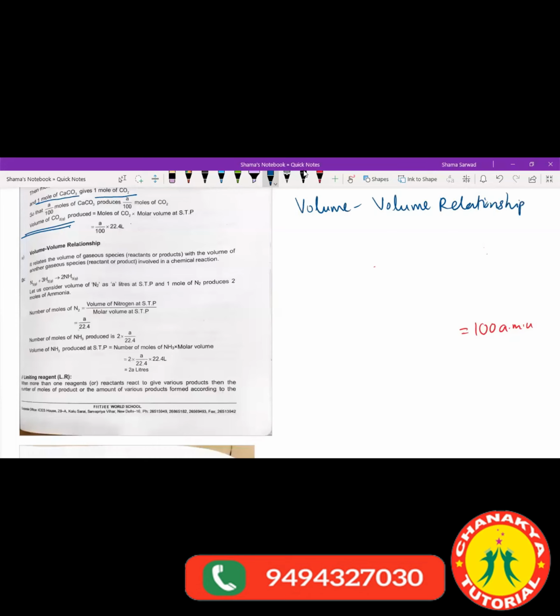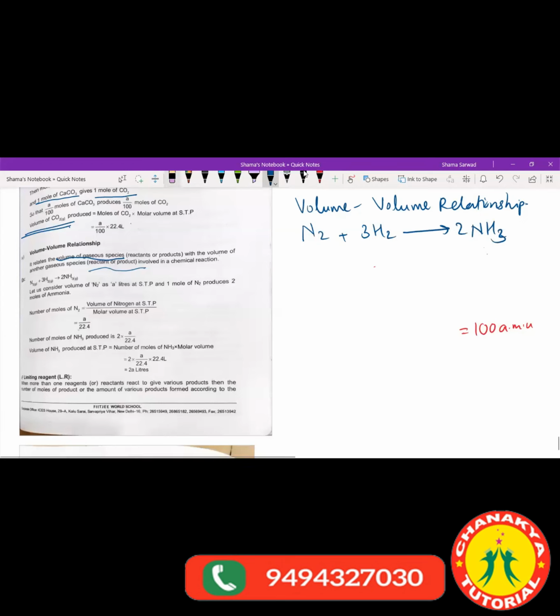Fine. So what is given here? See, it relates the volume of a gaseous species, either reactant or product, with the volume of another gaseous species that is also either reactant or product involved in the chemical reaction. For that reason, they have given you an example, which we have already seen. When 1 mole of nitrogen molecule reacts with 3 moles of hydrogen molecule, you will get 2 moles of ammonia gas, NH3.